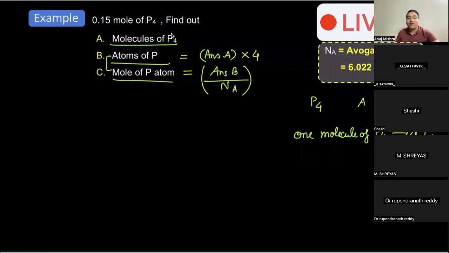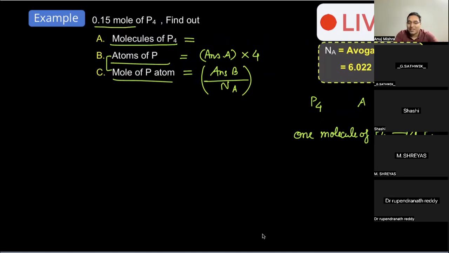So now what do we have to solve? We have to solve the A answer. If I get the A answer, I can solve all other answers, right? So let's proceed with the A part. How are we going to solve the A part? In the A part, you have to find the molecules of P4. You have 0.15 moles of P4.